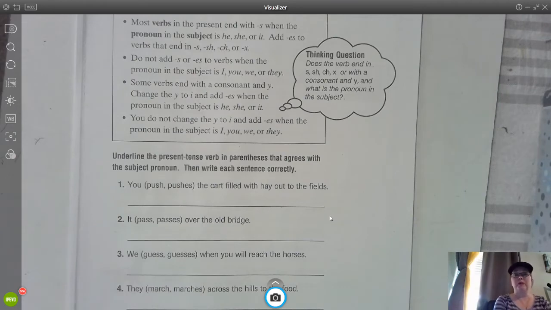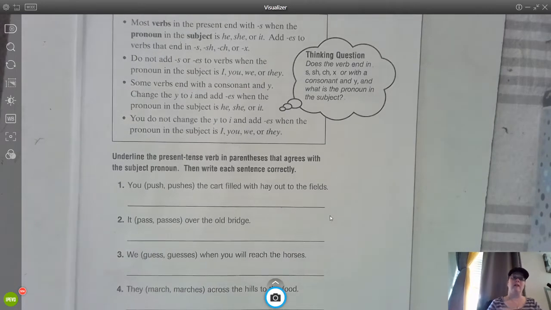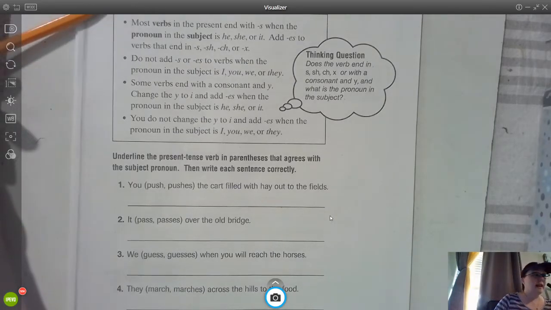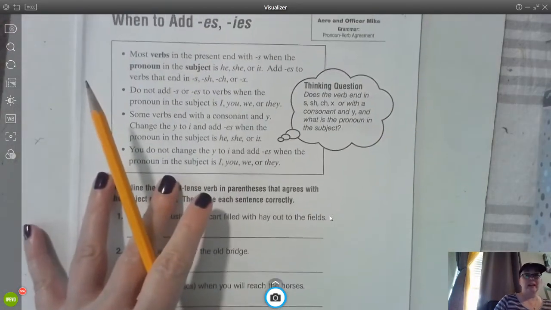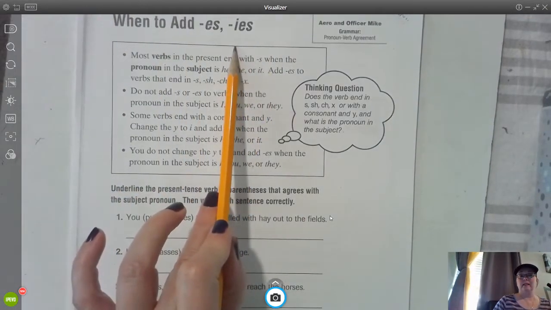What we're going to do on this exercise is to review what we did last week with making sure that our pronoun and our verb agree. Let's take a look at the worksheet, okay? When to add ES and IES. Here we go.